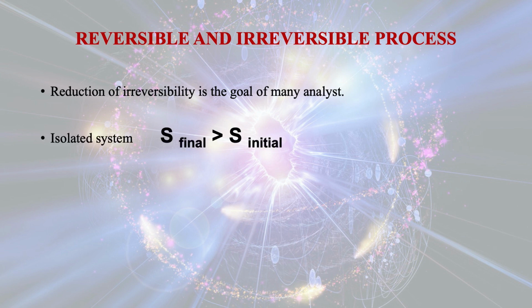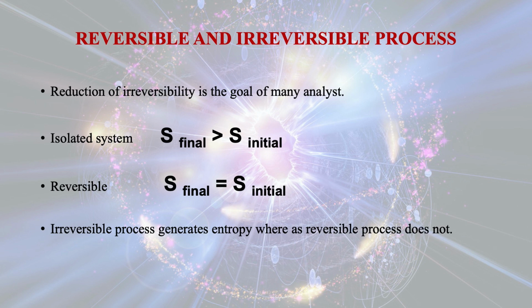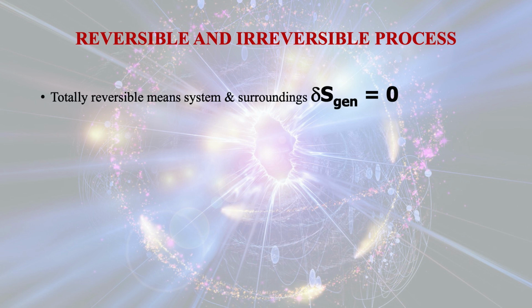For an isolated system, for an irreversible process, S final is greater than S initial, which means there is entropy generation. So entropy generation can be defined as S final minus S initial, and for a reversible process, the entropy at the final stage is equal to the entropy at the initial stage, so for a reversible process there is no entropy generation. An irreversible process generates entropy, whereas a reversible process does not. Totally reversible means the system and surroundings delta S generation is 0.